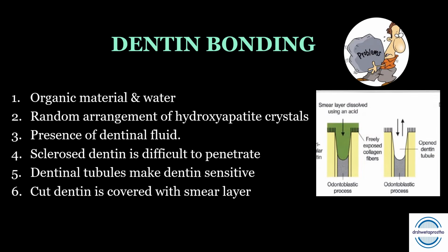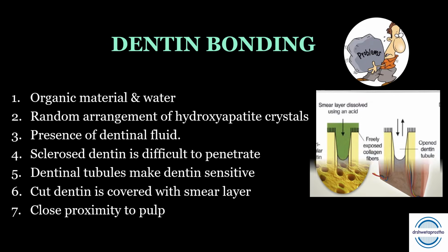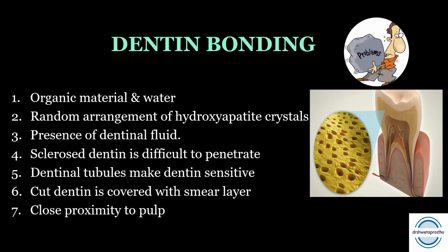How can optimal bonding be obtained? It can be obtained by removing the smear layer. Removal of the smear layer increases the dentine permeability by 90%. Okay, last but very important is close proximity to the pulp. As the dentine is close to the pulp, the different chemicals which are used for bonding and etching may irritate the pulp.